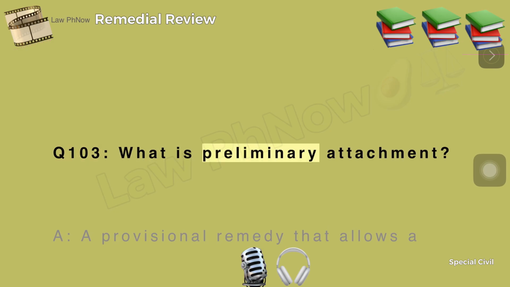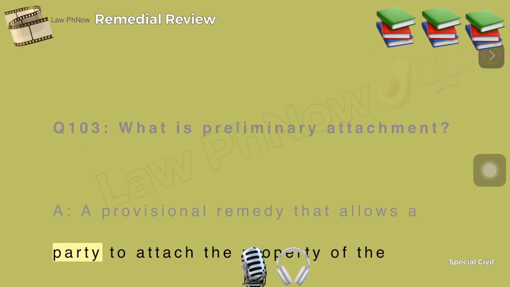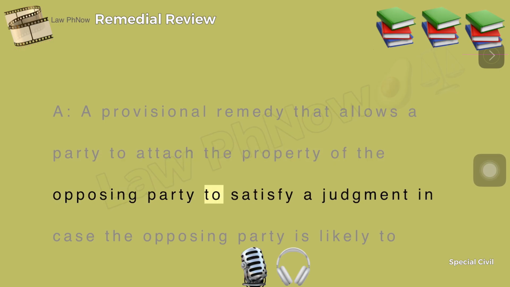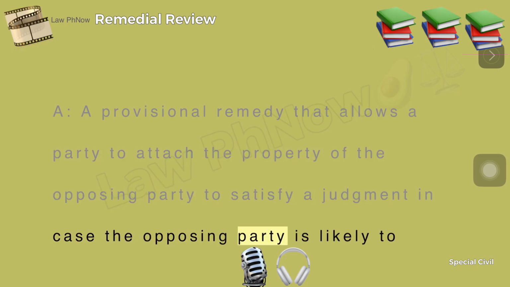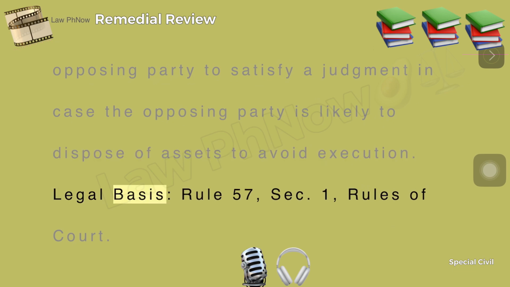Q103. What is preliminary attachment? A. A provisional remedy that allows a party to attach the property of the opposing party to satisfy a judgment in case the opposing party is likely to dispose of assets to avoid execution. Legal basis, Rule 57, Section 1, Rules of Court.